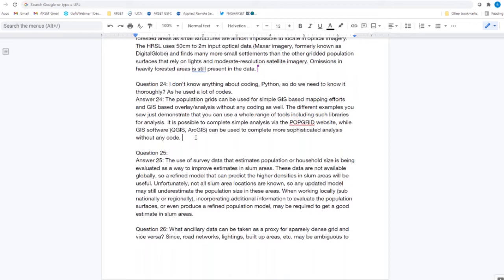Yeah, I don't see any problems with that. I also noted in my answer that you can accomplish the same thing with QGIS or ArcGIS simply through the GUI. You don't have to know code to do the type of analysis I showed. So you could download the POPGRID data sets, they're all linked to from the website, and run zonal statistics across a subset of them and get your answers completely through the interface.